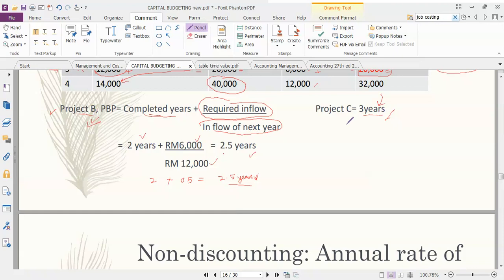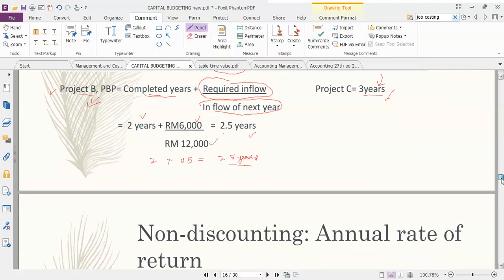That was just the payback period. There is still a lot more; we have 5 methods, don't forget. Okay, is that clear for the payback period calculation? Is there any question, class? No questions? Alright, very good.